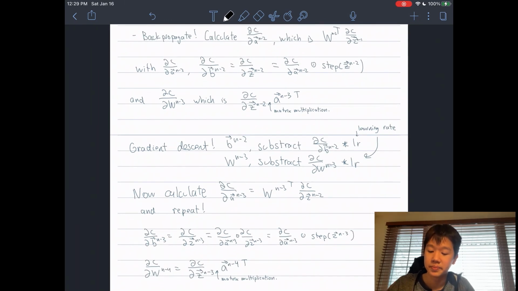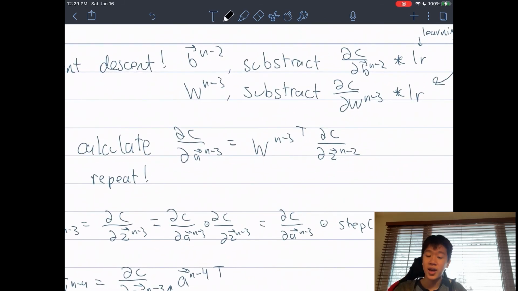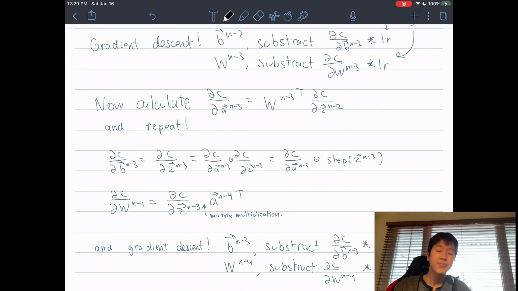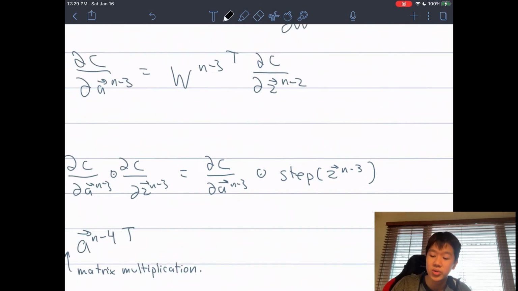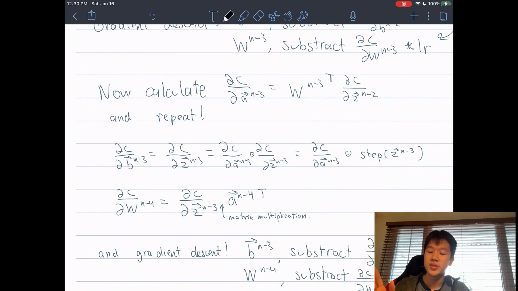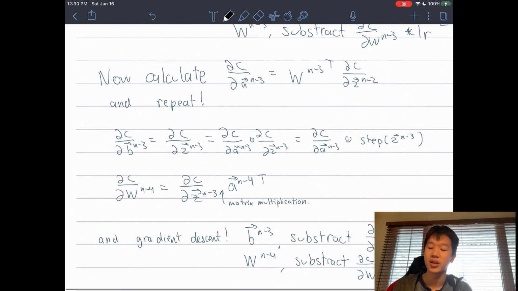We can now calculate del C over del A n minus 3. So this is just another step for that backpropagation. We're going to calculate the gradients for the layer before. So this is going to be W n minus 3 transposed matrix multiplied with del C over del Z n minus 2. So we repeat again, del C over del B n minus 3 is just equal to this. As you can see, it's just nothing special. Del C over del A n minus 3 element-wise product with step of Z n minus 3.